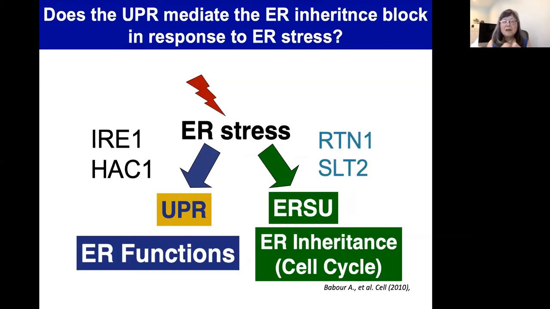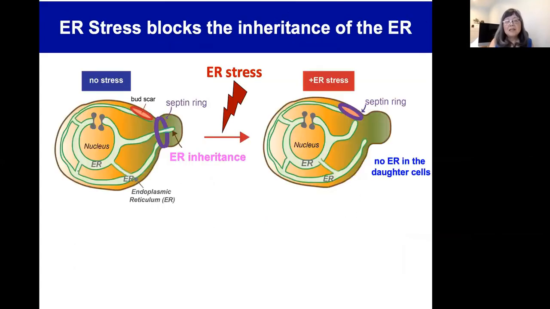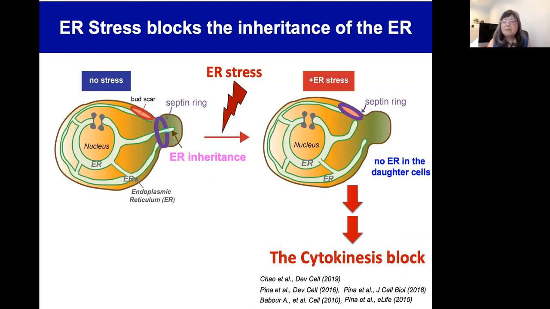So we're very excited about this, and we call this cell cycle checkpoint ERSU, ER stress surveillance checkpoint. Now, what it is, is that when ER is too small or not so functional to divide into 2 cells, essentially inheritance, giving ER into the daughter cell stops. And ultimately, this results in block of cytokinesis.